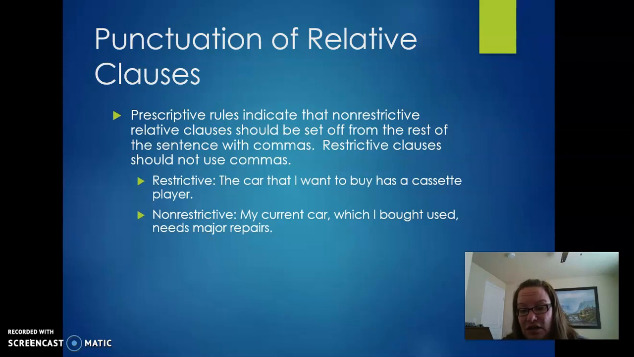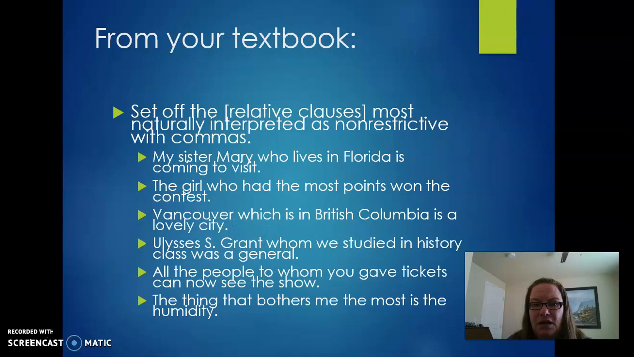Okay. The car that I want to buy has a cassette player. If I just left out that clause and said the car has a cassette player, you would kind of wonder why I'm bringing up information about a car with a cassette player, right? The fact that I want to buy it gives us information about that car specifically and why I'm bringing it up. Okay. So we set off the relative clauses that are non-restrictive with commas.